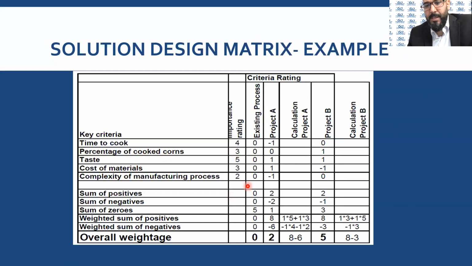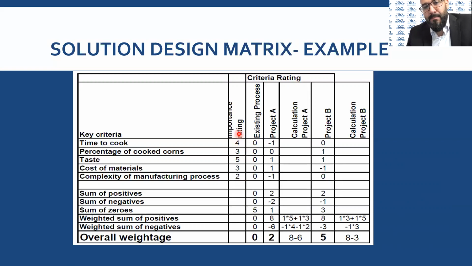Cost of material, 0 for the current system. 1 for option A, minus 1 for project B, which means it's worse than the existing system. Last feature here, complexity of manufacturing process, minus 1 for alternative A, and a 0 for alternative B. And of course, 0 for the existing system because it has that feature.